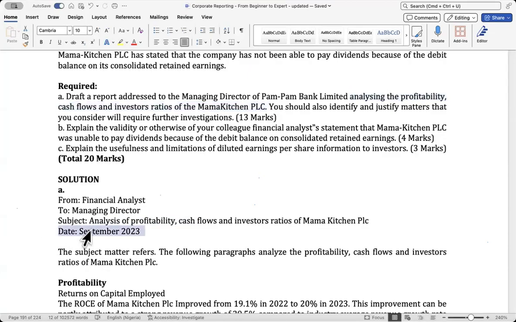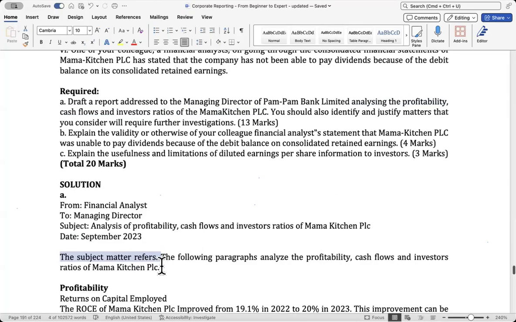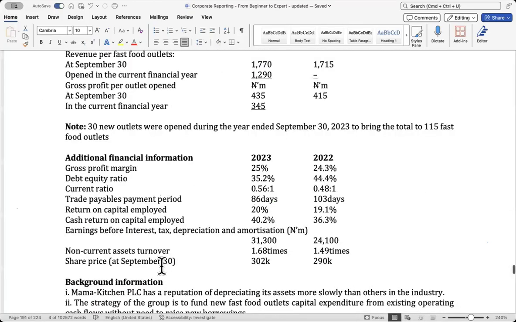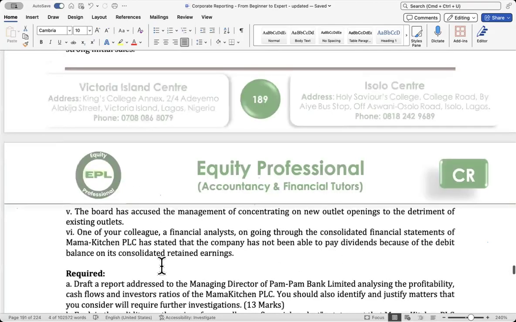And the date I used was the date of the financial statement. Then my intro, I said the subject matter refers. The following paragraphs analyze the profitability, cash flows, and investors' ratios of Mama Kitchen. Okay, and I can see that they gave me 2 years. So since I was given 2 years, I then start with the profitability.